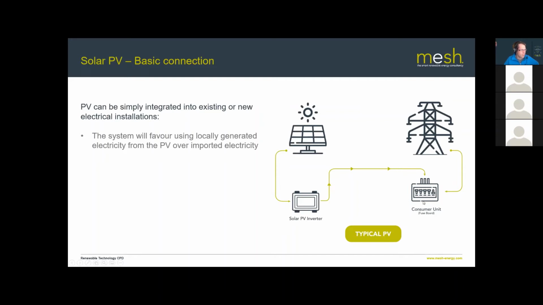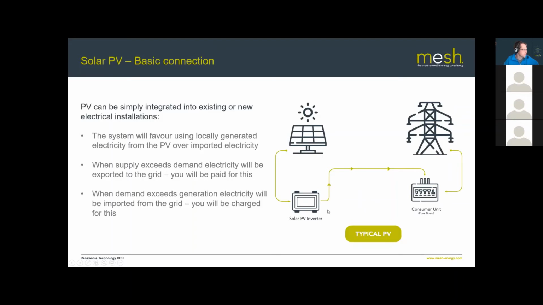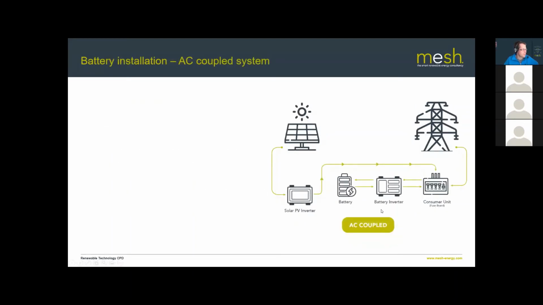If you're using the electricity, that electricity will go off to all the appliances around your house. And if you're not using it, then it would be exported back to the electricity grid. And equally, if your consumer unit is wanting more electricity than your PV is producing, you're just going to import electricity in from the grid. And that is basically how it works.